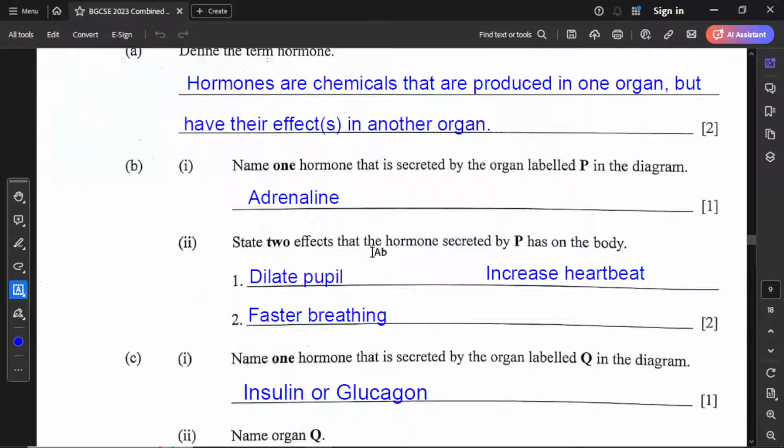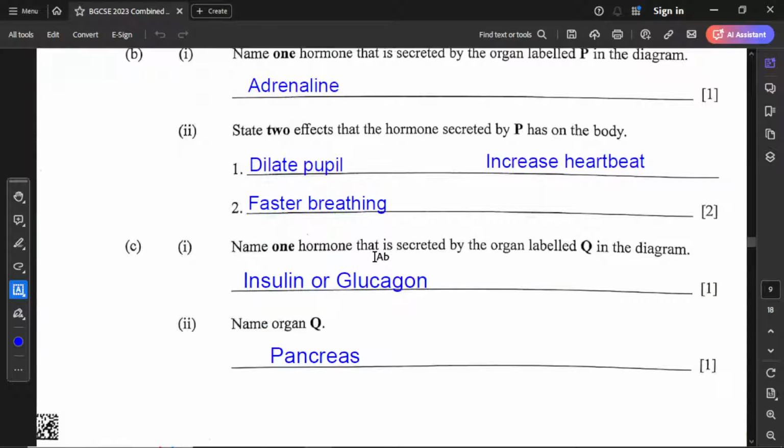And it says state 2 effects the hormone secreted by P has on the body. Once you produce adrenaline, you get your pupils dilating, your heart will beat faster, so you have increased heartbeat. You also will have faster breathing. And you breathe faster with increased heartbeat to push more blood and glucose to your cells, so you get more energy, and so you have a super fast reaction or a greater reaction than normal. That's why when you're in trouble sometimes, you may jump a wall without even knowing, or do things that you don't normally do, because you have that burst of energy.